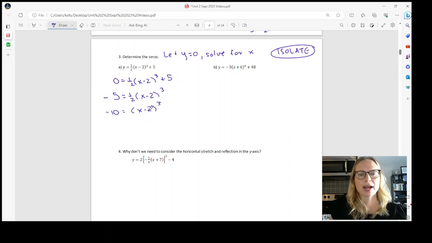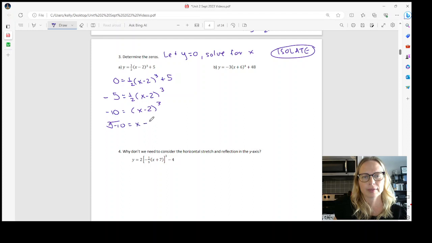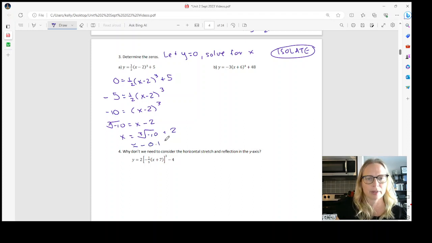So to further isolate for this x, we need to take the cube root of -10. And then to get our x, x is the cube root of -10 plus 2. Using a calculator, the cube root of -10 plus 2 is about -0.15.